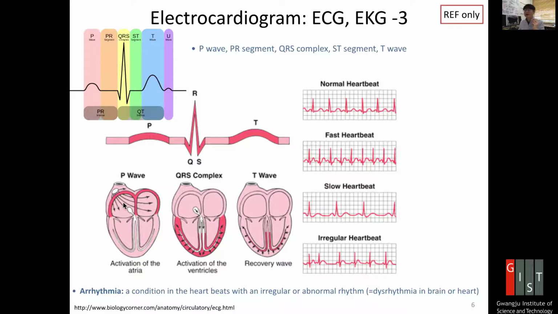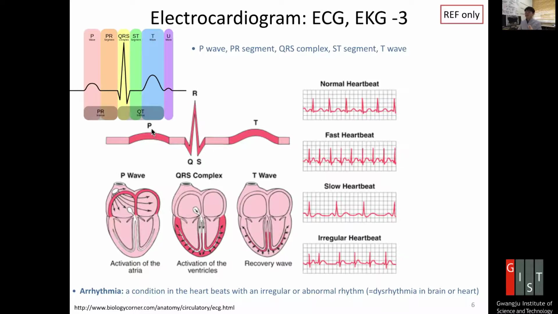And then this electrical conduction through this nerve makes the whole ventricle contract, which is the strongest and most powerful real pumping action. That is at the highest amplitude, and we call this the QRS complex. And then it has to recover. That recovery phase also creates an electrical activity called the T wave.